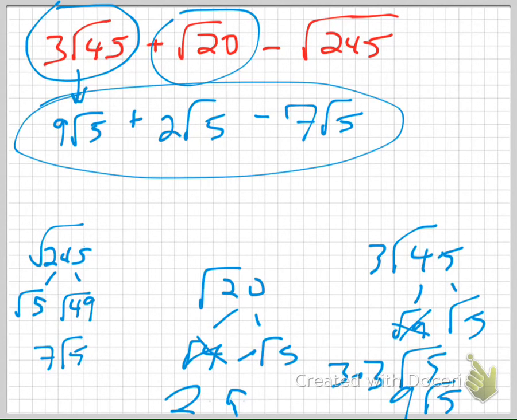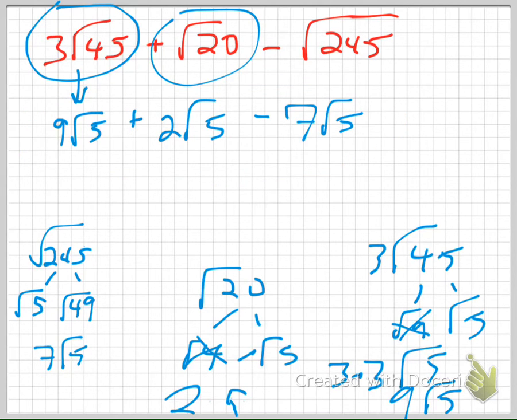Can I combine all those? Why? Like terms. 9 plus 2 is 11 minus 4 times the square root of 5. We're done. How many of you got 4 times the square root of 5? Good. Does it make sense? You just take each one individually, simplify it as best you can, and then add them or subtract them. It's that simple.